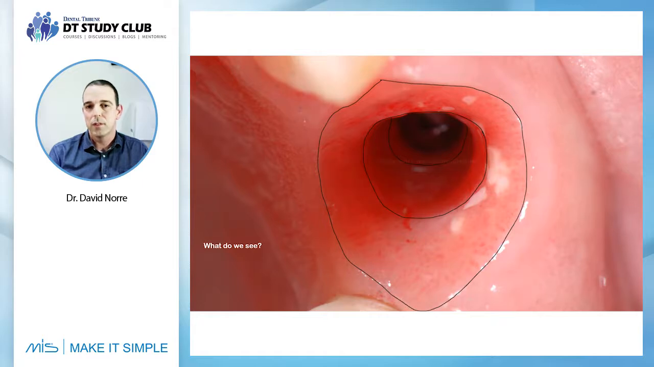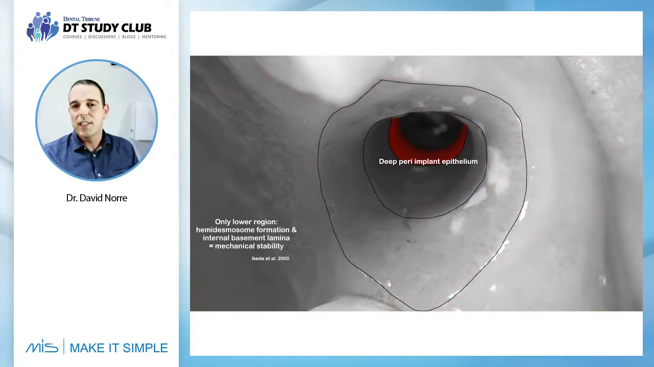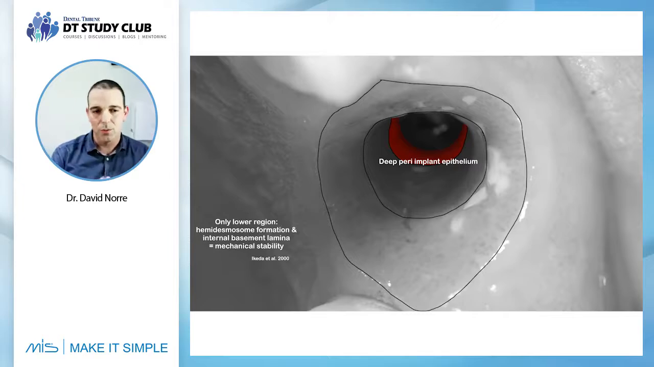The deep zone of the implant is the lower region and gives a hemidesmosome formation, which gives attachment to the titanium or the zirconia of the abutment. This is necessary for the mechanical stability of the tissue around the abutment. That's why I think this is the most important part of the gingiva when you use a one abutment, one time concept. You don't want to disturb this internal basal lamina, so you know it's stuck and it's never going to move. It gives the mechanical stability.